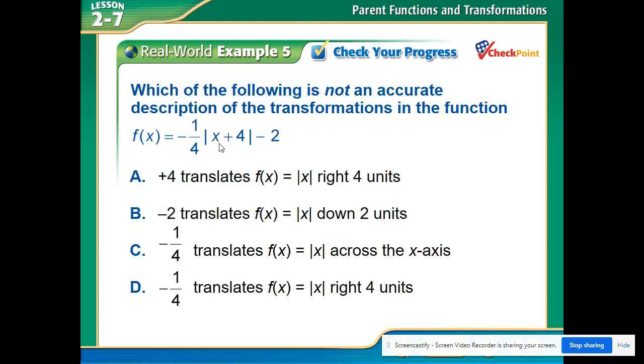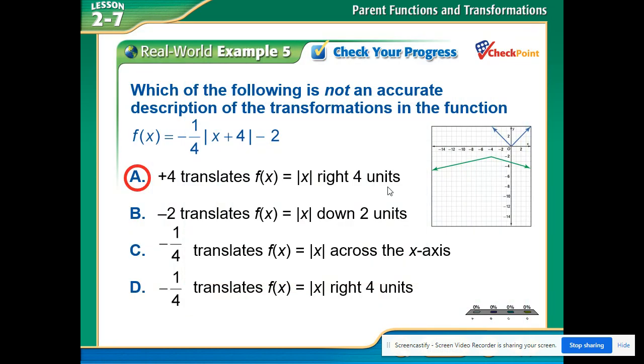So what about this one? The negative is going to flip it. It's an absolute value, so it's a V-shape, but it's going to be flipped. It's going to be over 4 and down 2. So here's that graph. It gets flipped. It's over 4 and down 2, and that 1/4 spreads it out even more. So that's what this one ended up being.